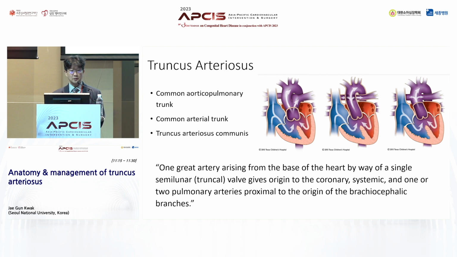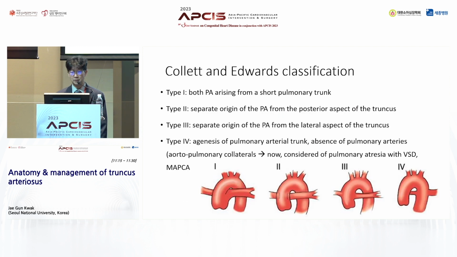Truncus arteriosus is also called common aortopulmonary trunk, common arterial trunk, or truncus arteriosus communis. The definition is one great artery arising from the base of the heart by way of a single semilunar truncal valve, giving origin to the coronary, systemic, and one or two pulmonary arteries proximal to the origin of the brachiocephalic branches. This is the most famous classification for the truncus arteriosus.